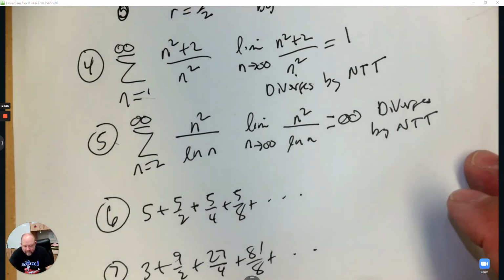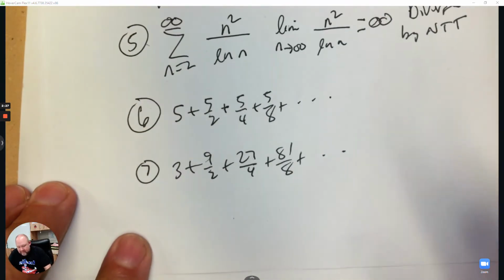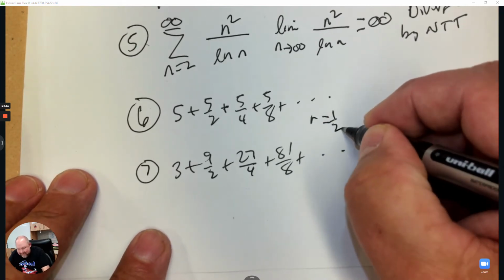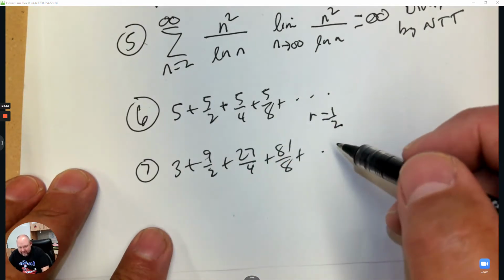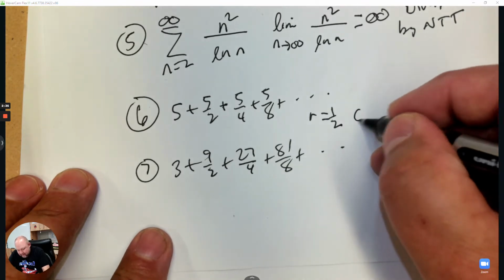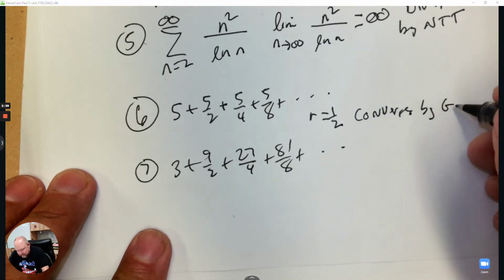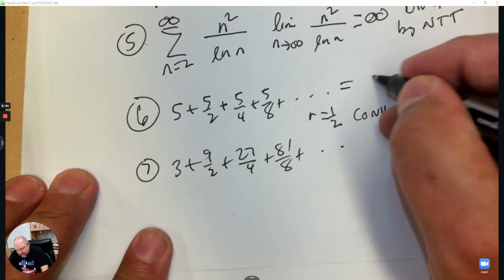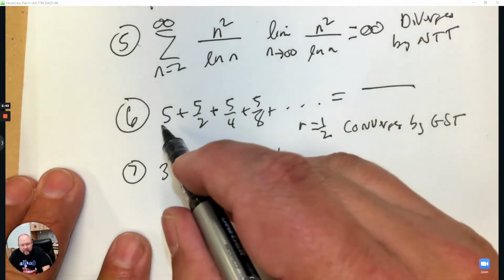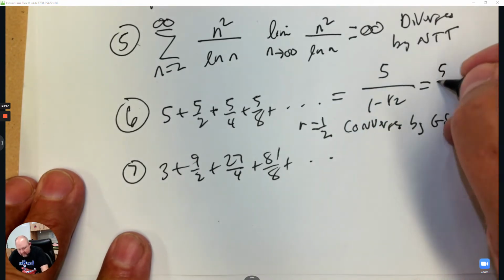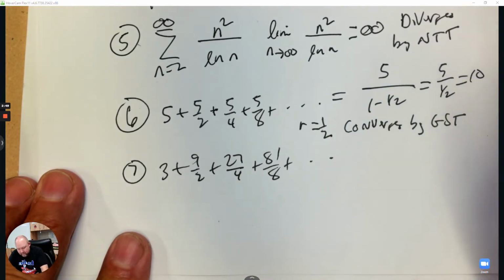Number 6, this is a geometric series. I need to know what the common ratio is. So the common ratio is 1/2. That's what I'm multiplying every time. So that means it converges. This again is the geometric series test. And then if you start with the first term and then 1 subtract what the common ratio is, that's 1 divided by 1/2, and the answer is 10.